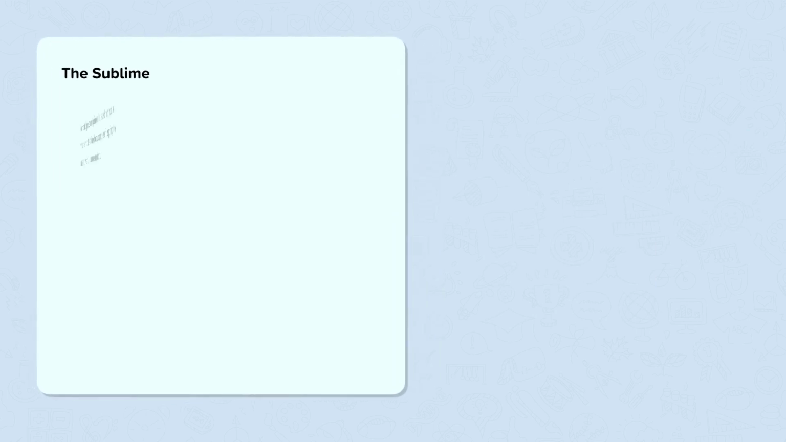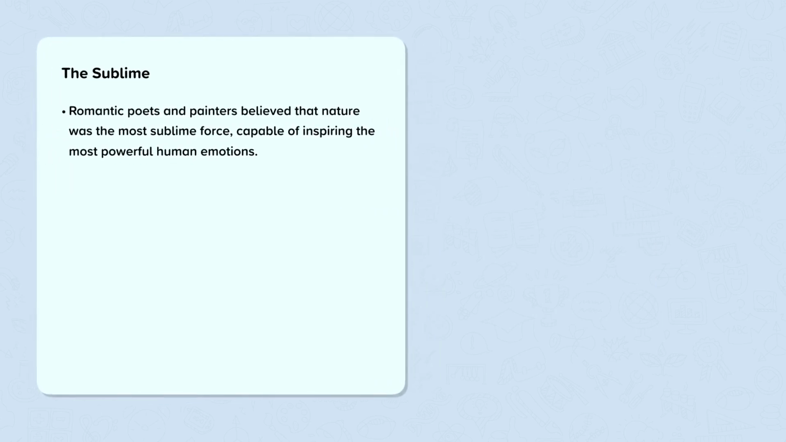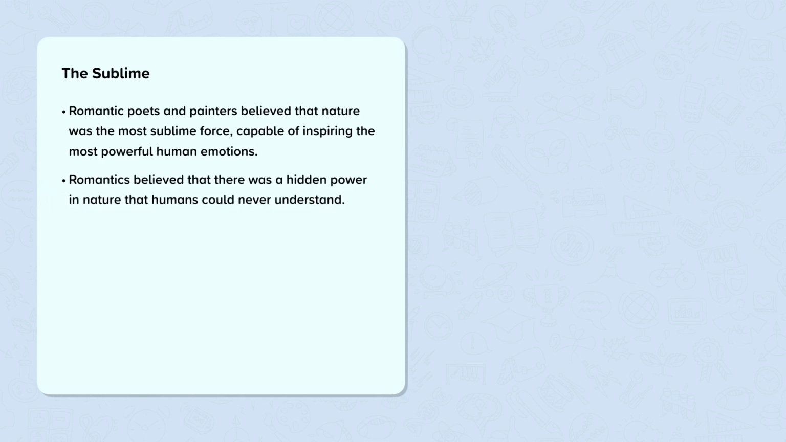Now, we're going to discuss the idea of the sublime. Romantic poets and painters believed that nature was the most sublime force, capable of inspiring the most powerful human emotions. Romantics also believed that there was a hidden power in nature that humans could never understand.